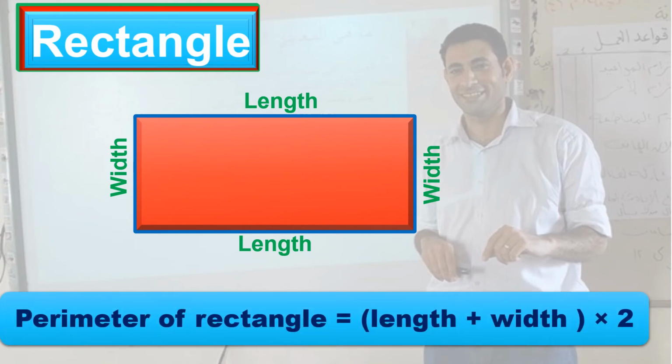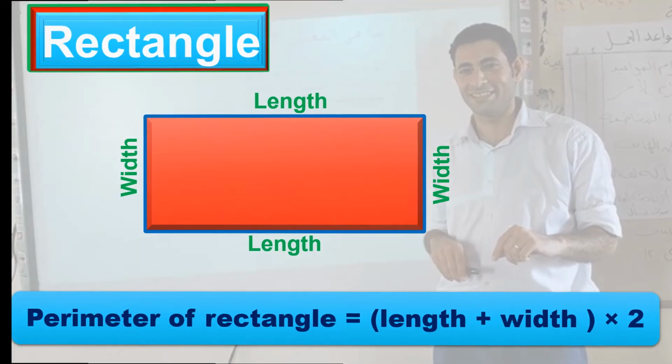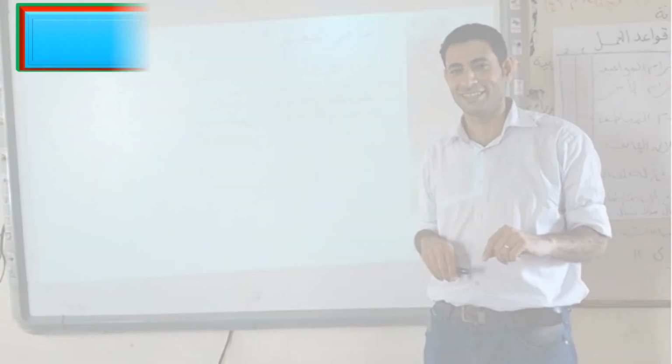If we want to find the perimeter of rectangle, the rule is perimeter of rectangle equals length plus width times 2. So the rule of perimeter of rectangle, we must memorize it. Perimeter of rectangle equals length plus width times 2. And we will have some examples.